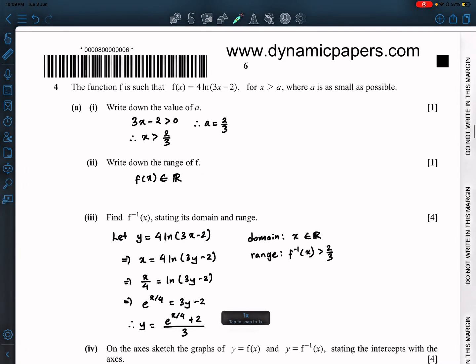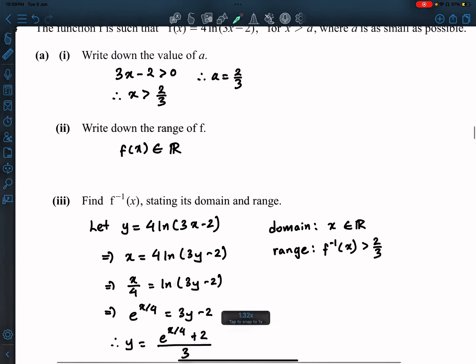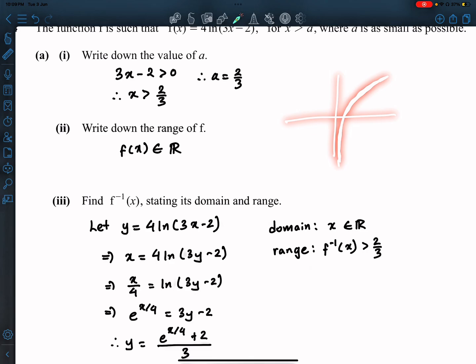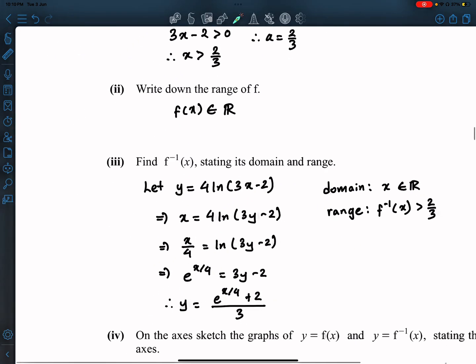All right? Write down the range of f. If we look at the general graph of ln x, we see that the y values go from negative infinity to positive infinity. So it covers all the real values of y. If it covers all the real values, then f of x is an element of R. So that's how you write down the range of f.